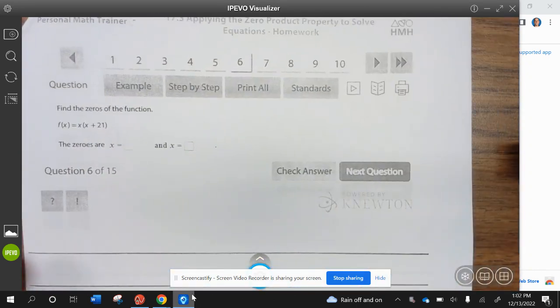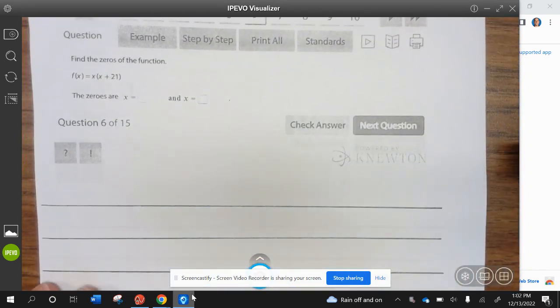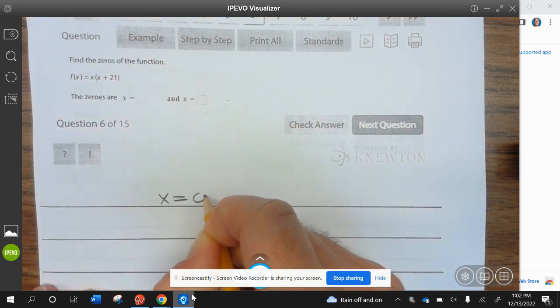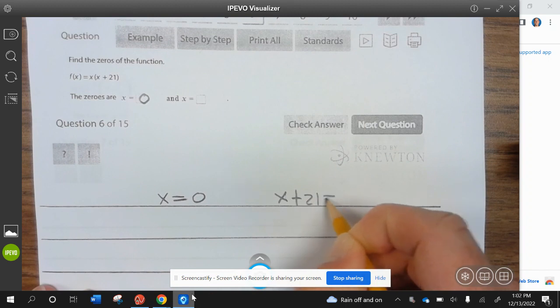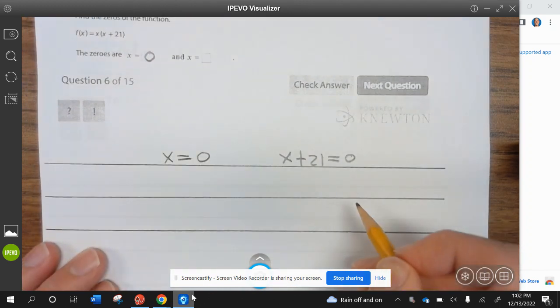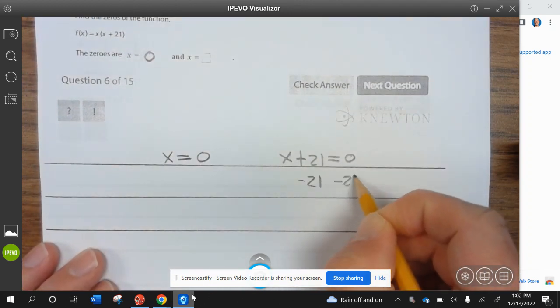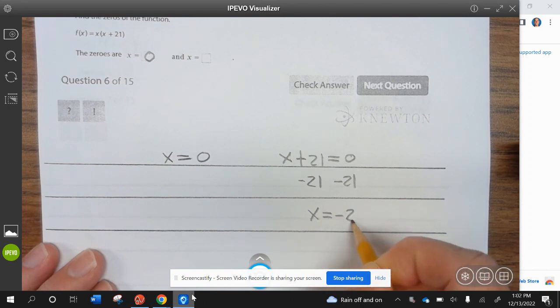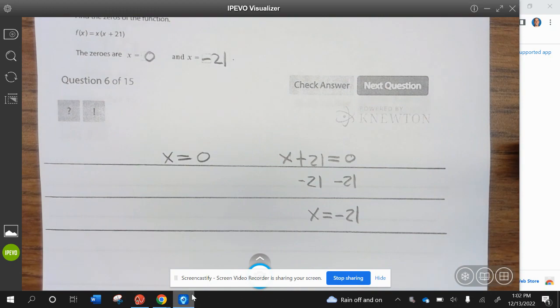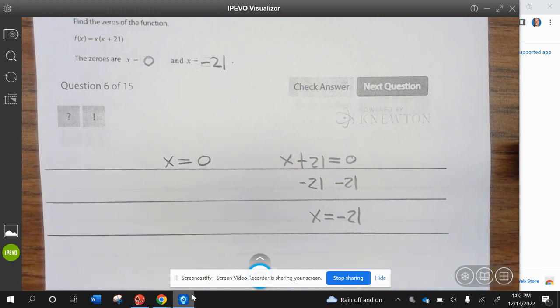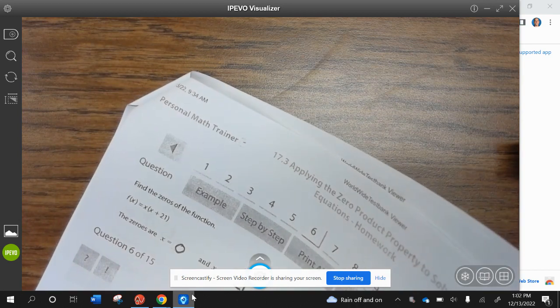Take a look at the next example. So find the zeros of the function. So you set x equal to 0. You're done. Set x plus 21 equal to 0. Subtract 21 from both sides. X equals negative 21. So the zeros are x equals 0 and x equals negative 21. Let's take a look at the next example.